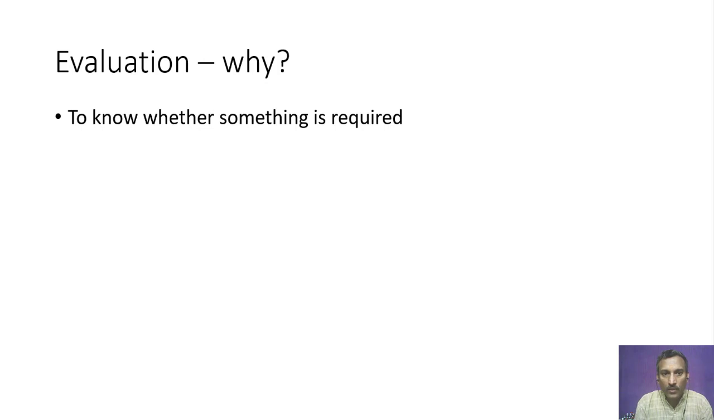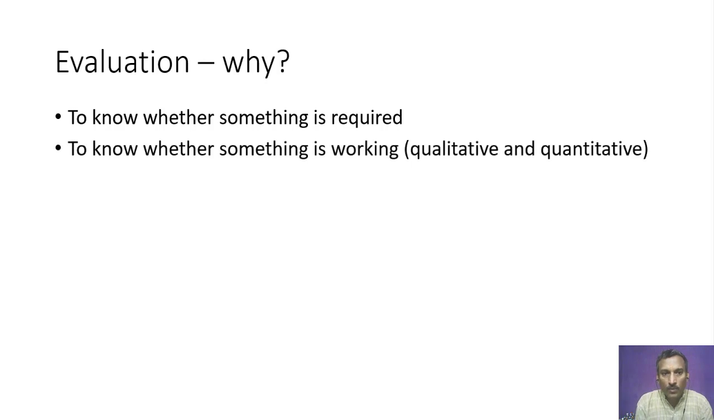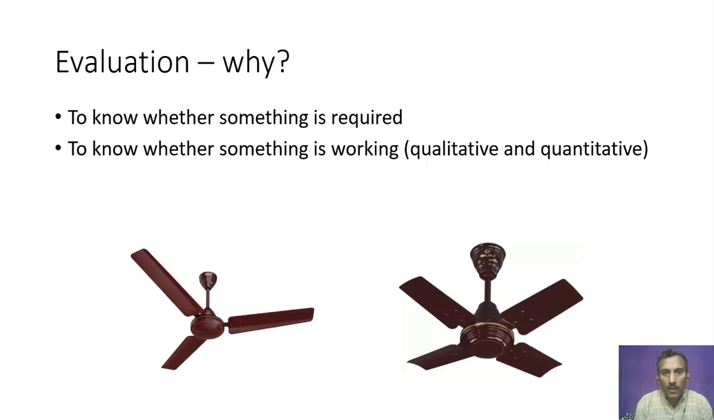Evaluation is needed to know whether something is actually required. So this is point number one. And if we know something is required, we also need to know whether it is actually working. So we can do qualitative and quantitative measures to find out whether whatever we have introduced is working. A simple analogy or example is finding the best way to evaluate which type of fan we can purchase.